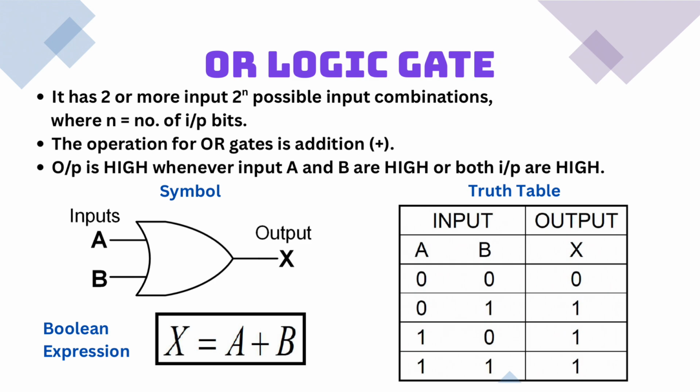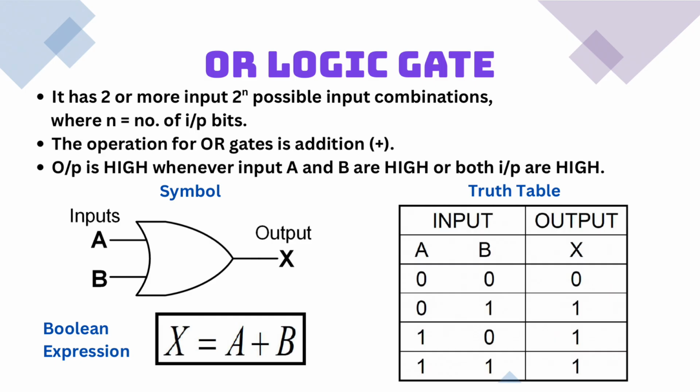The Boolean expression for the OR gate is simply X equals A plus B. Here, the plus or addition sign represents the logical addition, or OR operation, between the two inputs A and B.